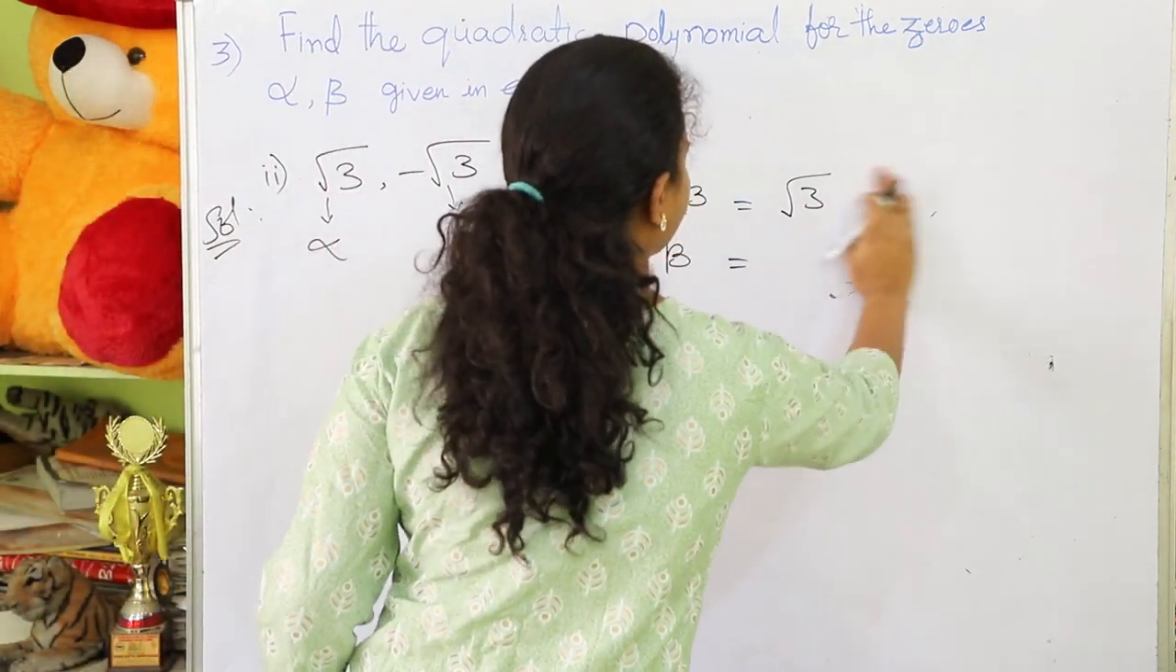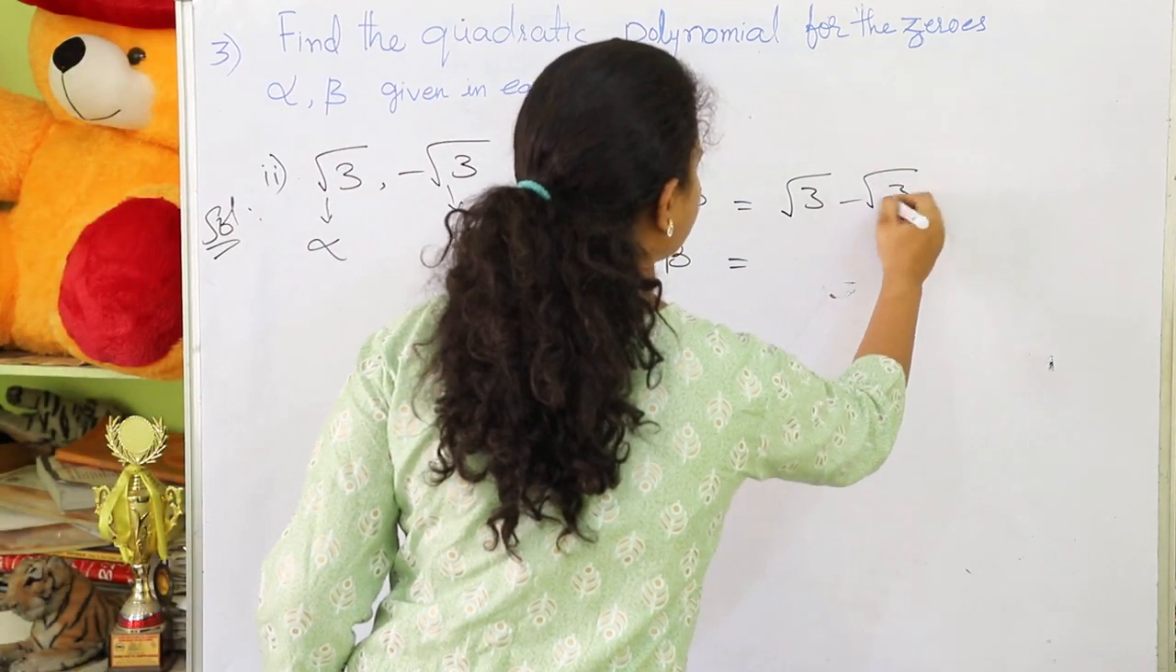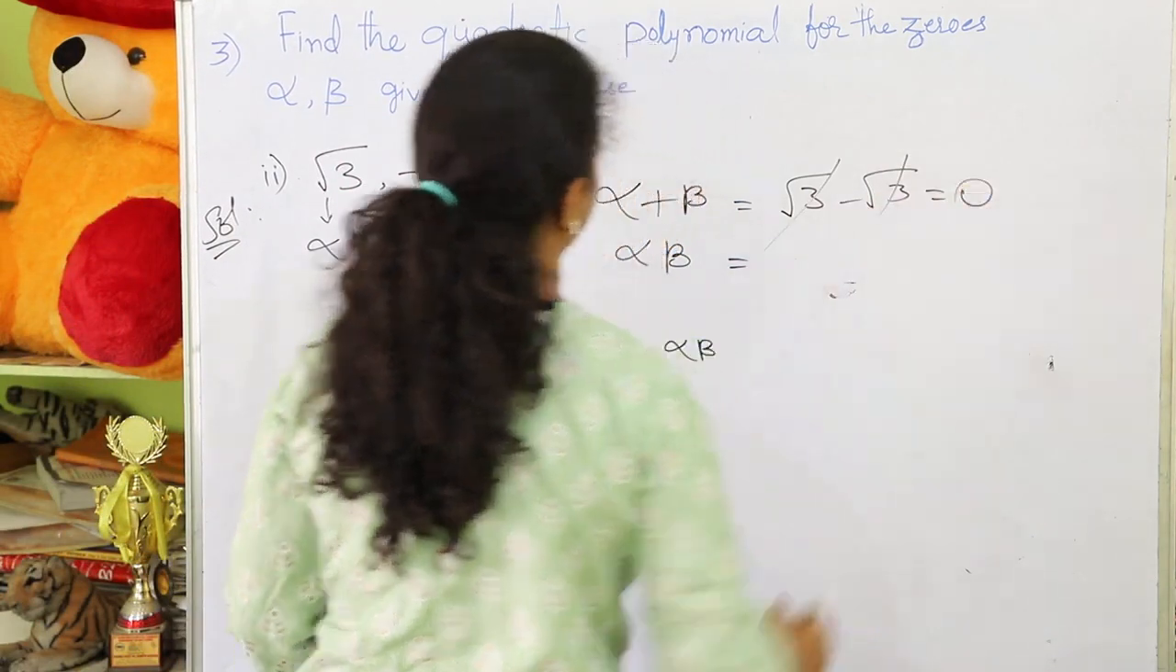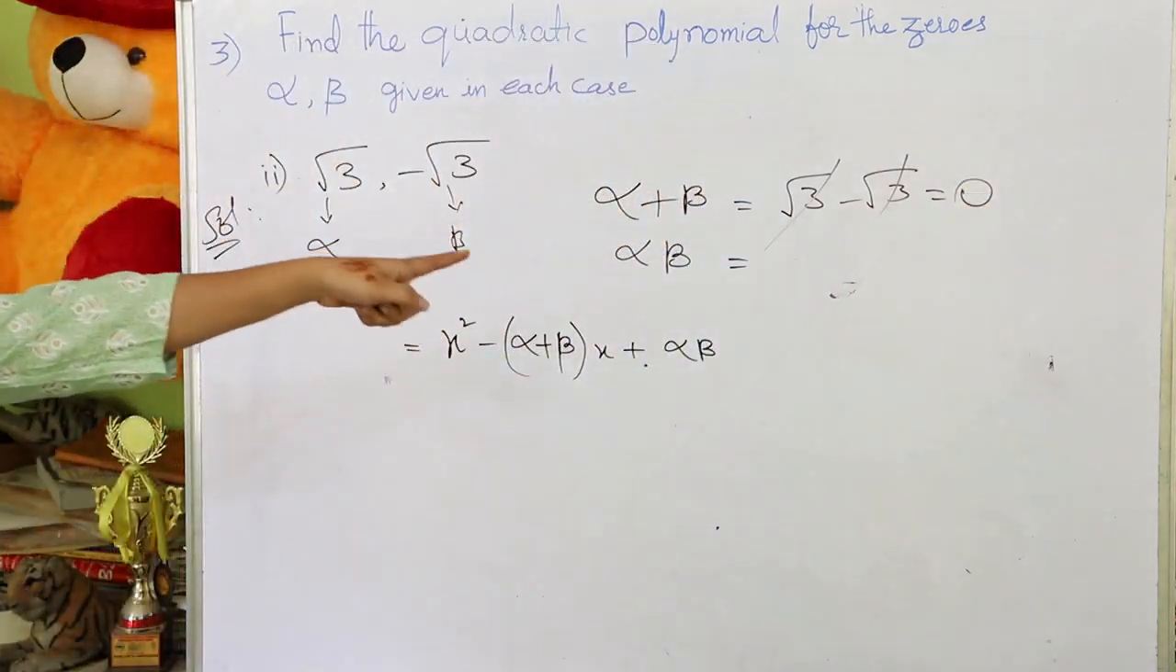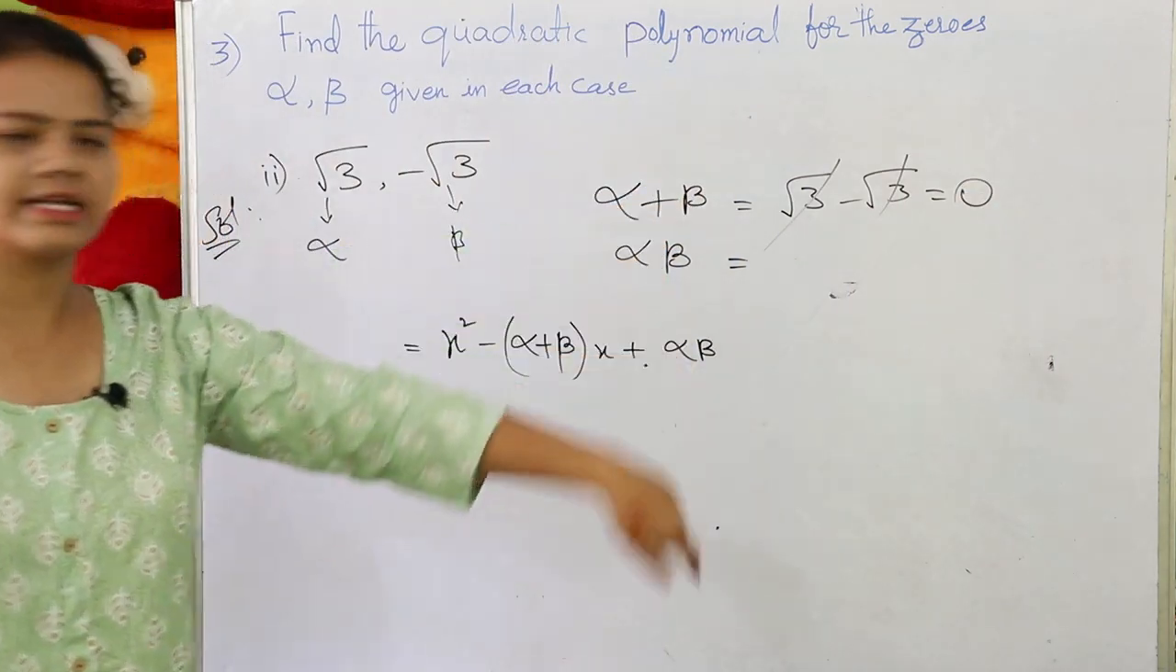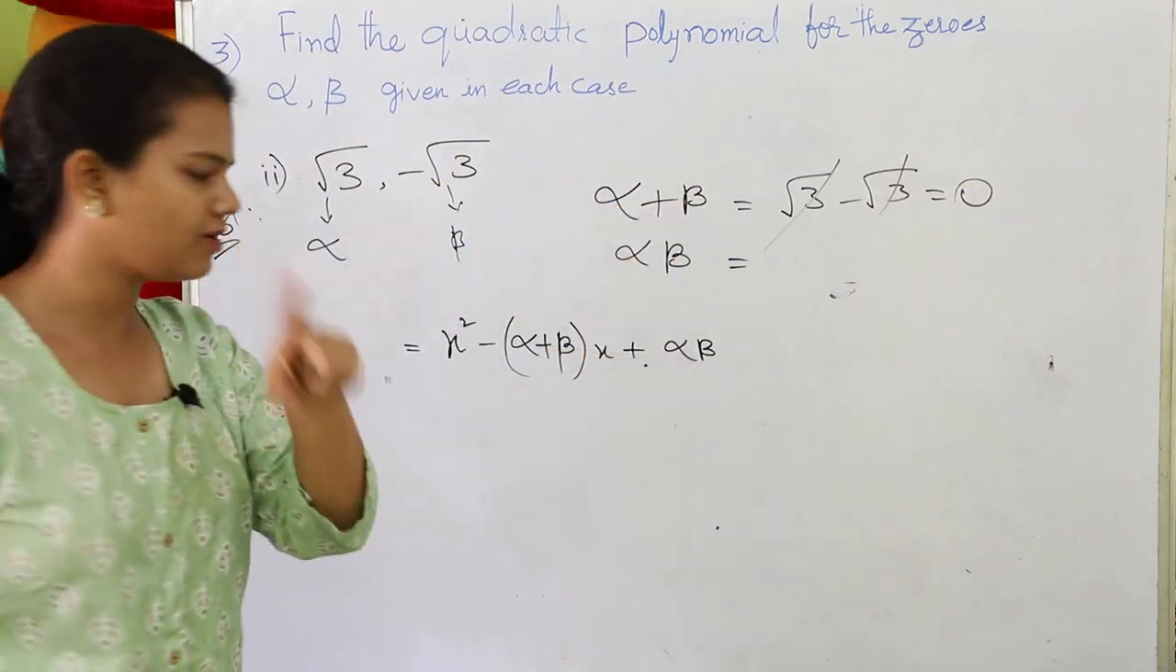Are you getting it? Here you have plus root 3 minus root 3. What happens? Plus root 3 minus root 3 gets cancelled, and we will be getting 0 as the answer.